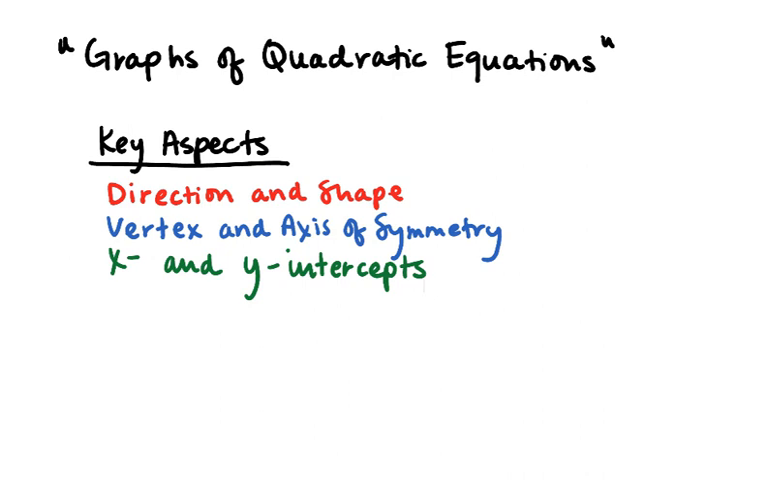Today we're talking about the graphs of quadratic equations. And you might know from a previous algebra class that the graphs of quadratic equations are parabolas. The key aspects that we need to understand about them are the direction and the shape of the parabolas, the vertex and the axis of symmetry, and the x and y intercepts. I'll also show you how to give an accurate graph of a parabola and also how to give a quick sketch of one, because both of those things will be skills we need going forward.